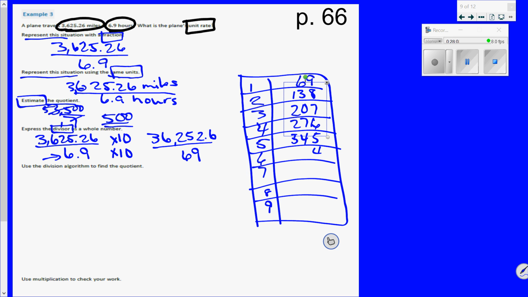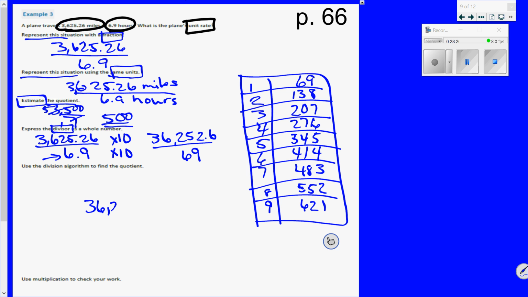34, down by 1, up by 7. Down by 1, up by 7. Down by 1, up by 7. Down by 1, up by 7. Once you have your table made, now we just do the math.